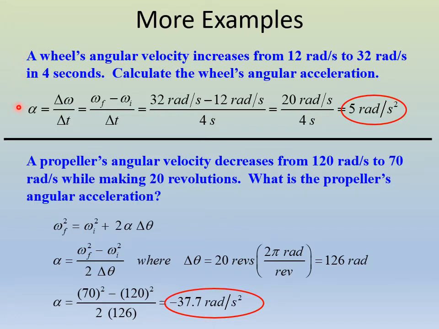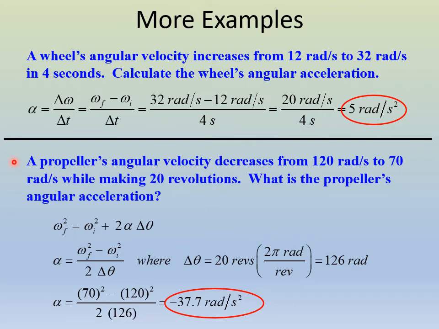So this is just a straightforward application of the formula for angular acceleration. Alpha is equal to the change in omega divided by time. Remember, the change in omega is omega final minus omega initial. So that's 32 radians per second minus 12 radians per second, and it took 4 seconds to do this. All of this was given to us in the problem. So 32 minus 12 is 20, and 20 divided by 4 gives us our answer of 5, and the units come from the units here. The units are radians per second squared.